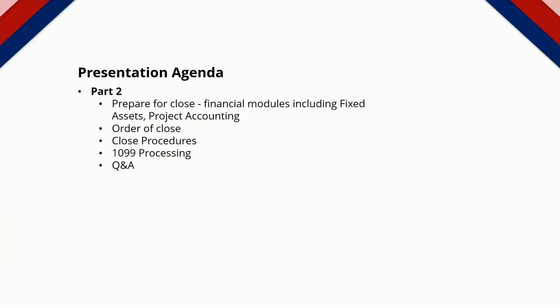Okay, so for part two, we're just going to go over preparing for the year-end close in all the modules and the order that you want to close those modules in and the procedures to close them. We'll also talk about the 1099 processing and then have a section for Q&A.